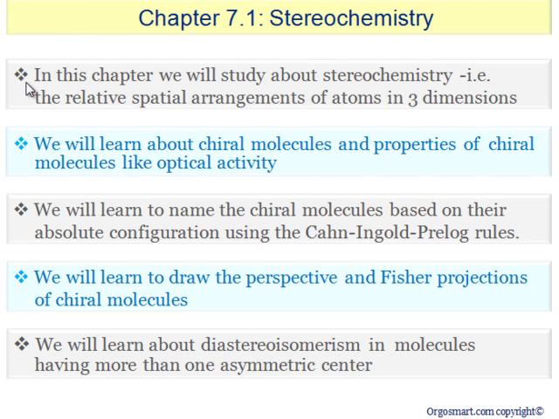Stereochemistry. In this chapter, we will study about stereochemistry, that is, the relative spatial arrangements of atoms in 3 dimensions. We will learn about chiral molecules and properties of chiral molecules like optical activity. We will learn to name the chiral molecules based on their absolute configuration using the Cahn-Ingold-Prelog rules.